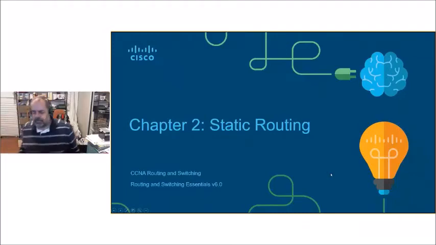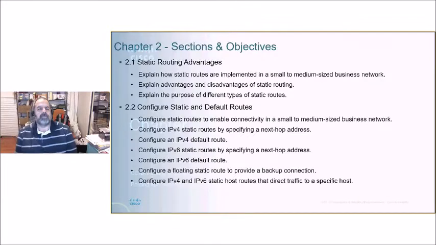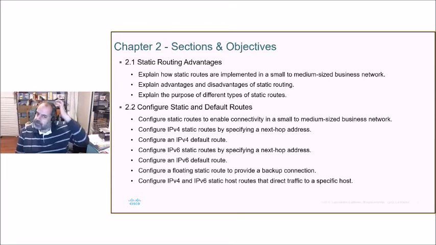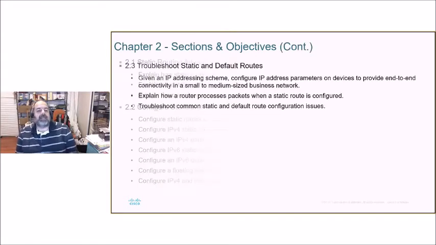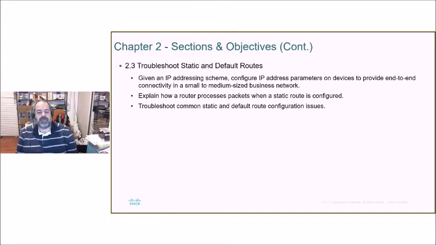Hello. We're now up to Chapter 2 of Routing and Switching Essentials, or CCNA 2, and so we're going to look at static routing. We're going to look at the advantages of static routing and also the disadvantages. We're also going to look at how you configure static and default routes for both IPv4 and IPv6. We're going to look at a strange thing called floating static routes, but excellent backup routes. And then we're going to look at troubleshooting static and default routes as well.